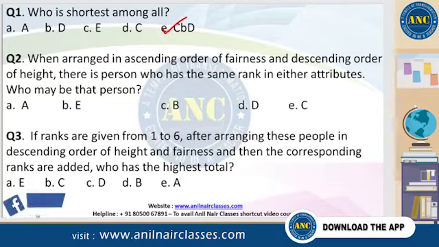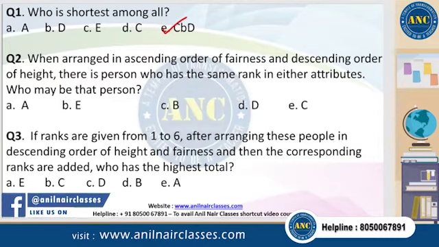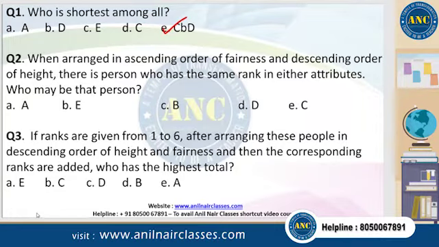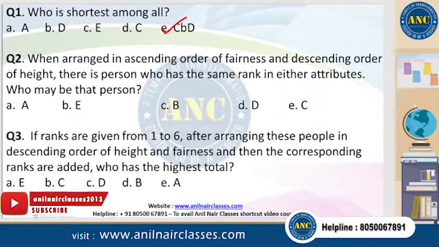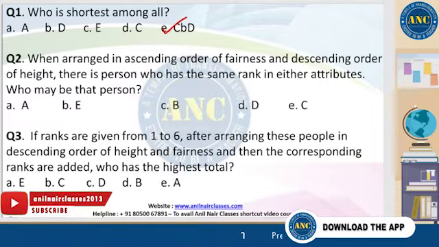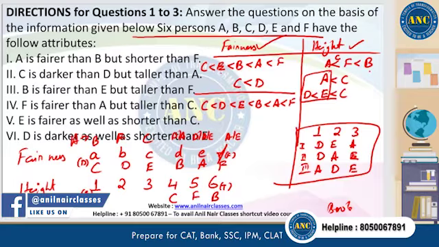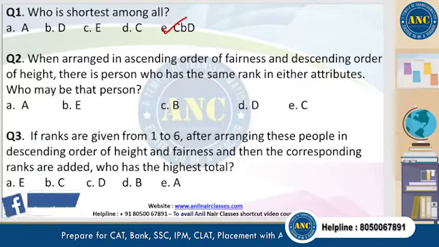Then what are they asking? Then who has a rank? There is a person who has the same rank in either attributes. Who may that person be? They say there is one person who has the same attributes. Who could be that person?